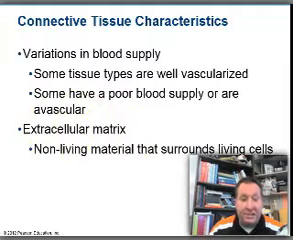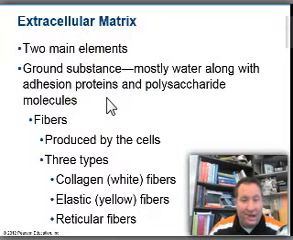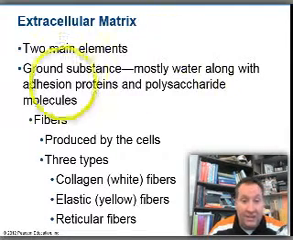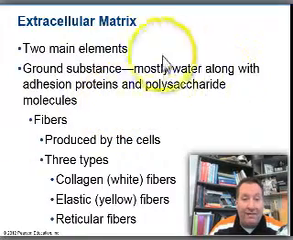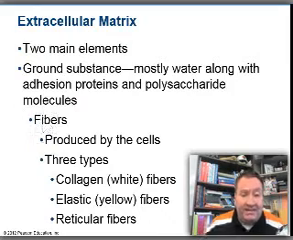And this extracellular matrix is composed of two components that make it up. The first component that we have is the ground substance. The ground substance is mostly going to be water, along with adhesion proteins and polysaccharide molecules as well. So you have some water, you have some proteins, you have some carbohydrates, these simple sugars or complex sugars that are in there as well. The more water that I have, the more fluid my connective tissue is going to be.